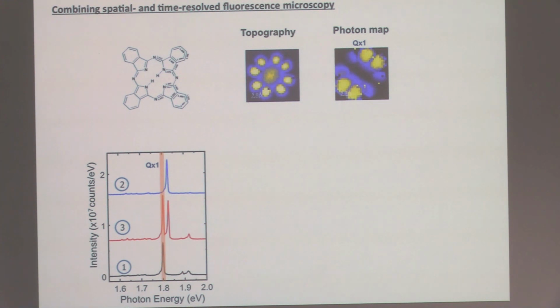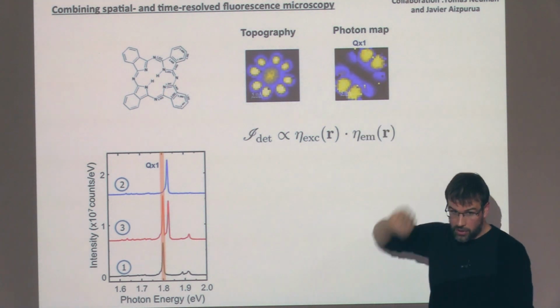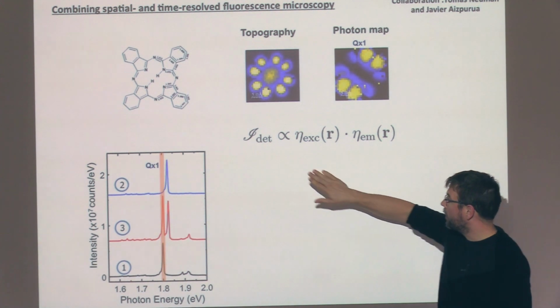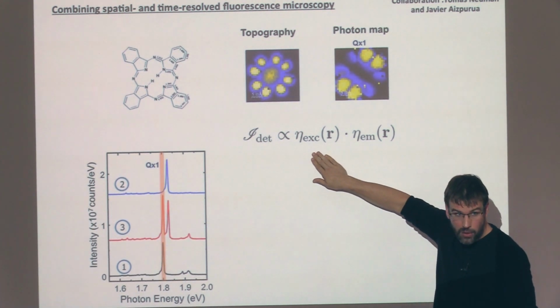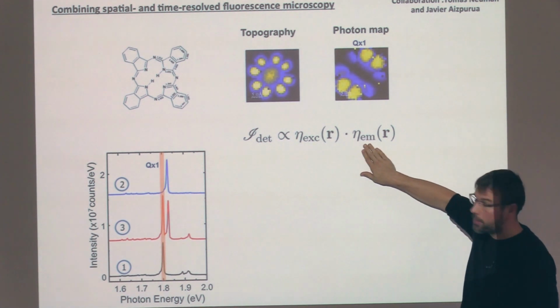So it's not helping so much if we have no interpretation. That's why we worked with Thomas and Javier, who presented before. And this is now how we understand those maps a little bit. If you want to understand the light emission in an STM junction, you have to combine two things. The light intensity is proportional both to your probability to excite the molecule at a given location, times your probability to emit.